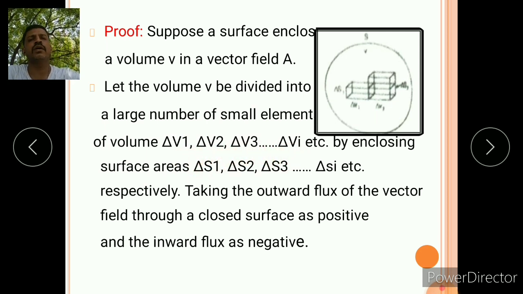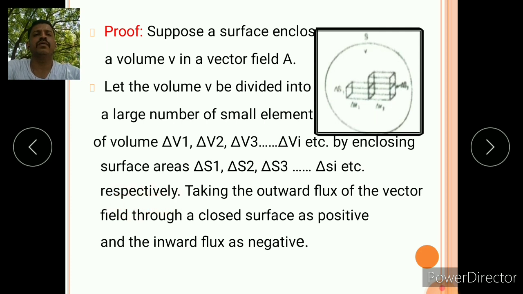So there are n number of small volumes, or the total volume can be divided into n small portions, that is delta V1, delta V2, delta V3, delta Vi, and so on, enclosed by surface areas delta S1, delta S2, delta S3, delta Si, etc., respectively.